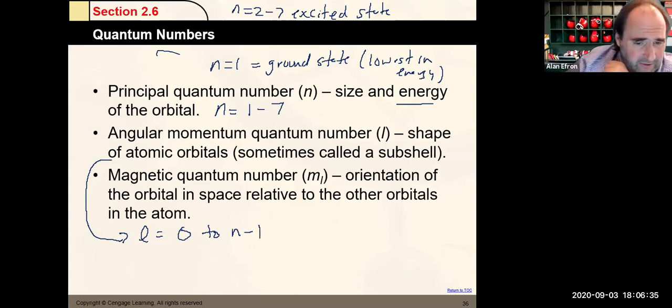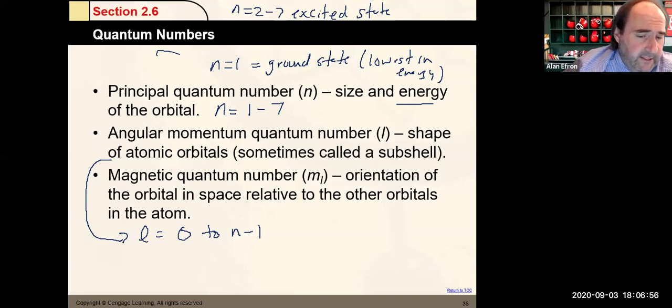So that angular momentum quantum number, which is abbreviated as an L, can have a value that ranges from 0 to n minus 1, all whole numbers as you do that. So for example, if n is equal to 1, L would equal 0. It's your only option in that particular case.